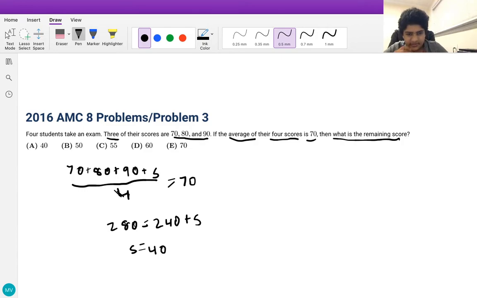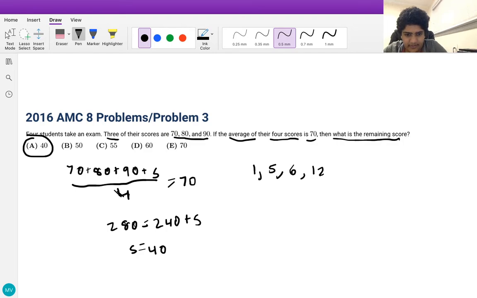Alternatively, a slicker way to do this is to note that the difference of each score and the average summed must be equal to 0. What I mean is, say if you have the numbers 1, 5, 6, 12, we know that their average is simply 1 plus 5 plus 6 plus 12 all over 4, or 6.